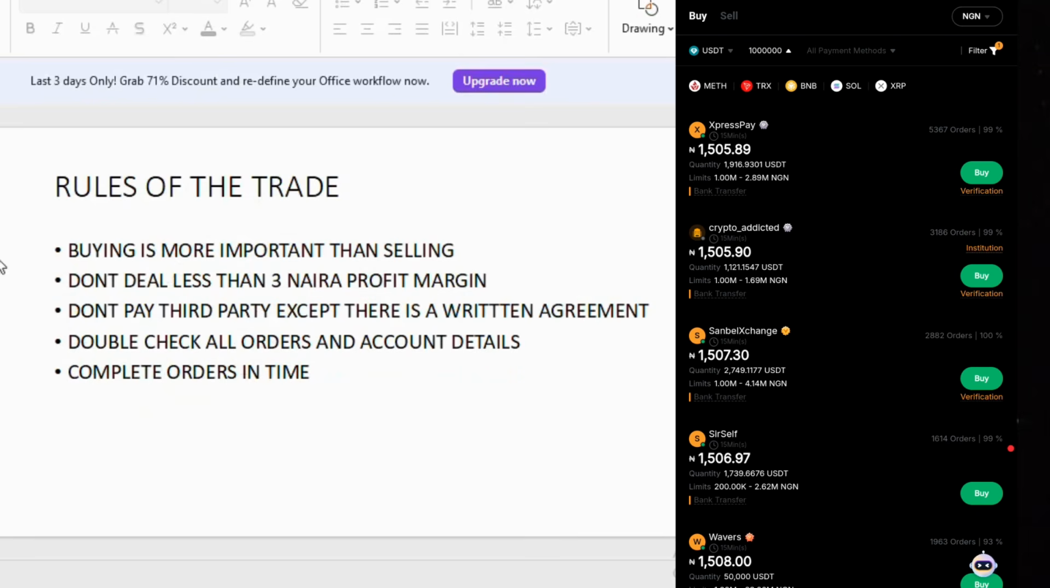Trading rules. Buying is more important than selling. Guys, this is very important. The price at which you buy is more important than the price at which you are selling. Just imagine in the marketplace, everybody is selling bread for 100 nairas. The normal price of that bread is 100 nairas. The difference between me and you is where we are buying from. I can be buying my bread for 30 naira. You can buy your own bread for 70 naira. So I will make more profit than you.